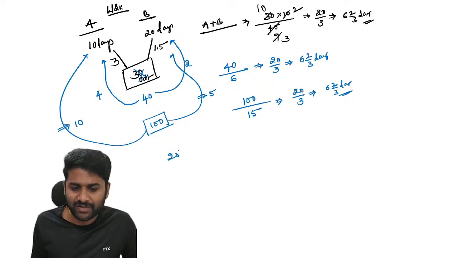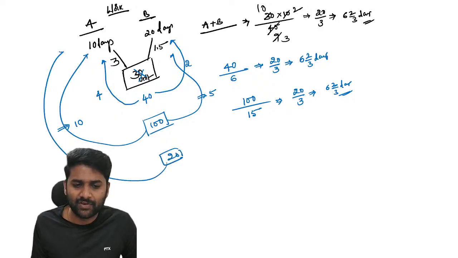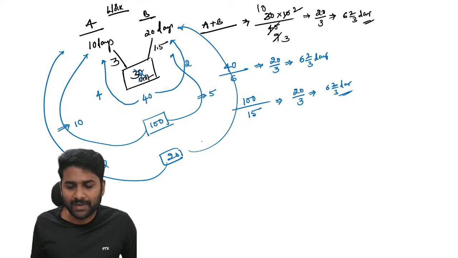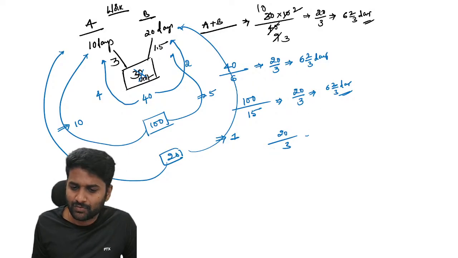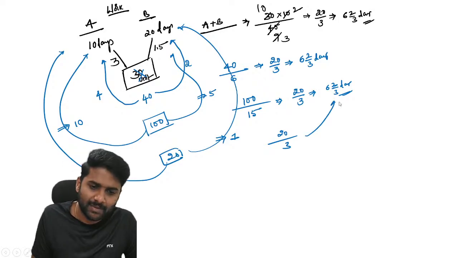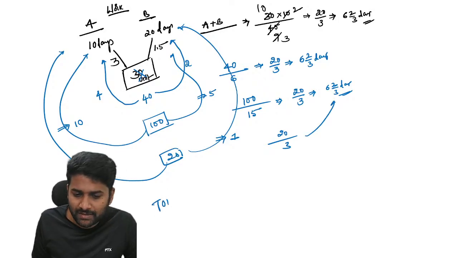Last one, let us take 20. 20 units of work completed by A in 10 days. Efficiency of A is 2 units per day. 20 units of work completed by B in 20 days. Efficiency of B is 1 unit. Now 20 units of work. So if A and B work together 3 units per day, then the whole work is completed in 6 2 by 3 days. Means for the total work you can assume any one value.